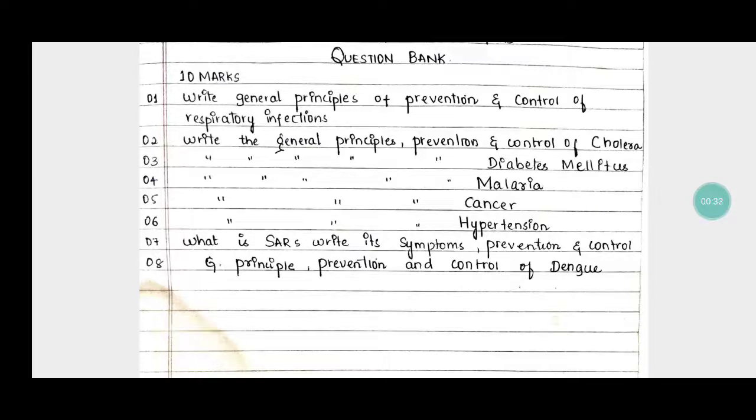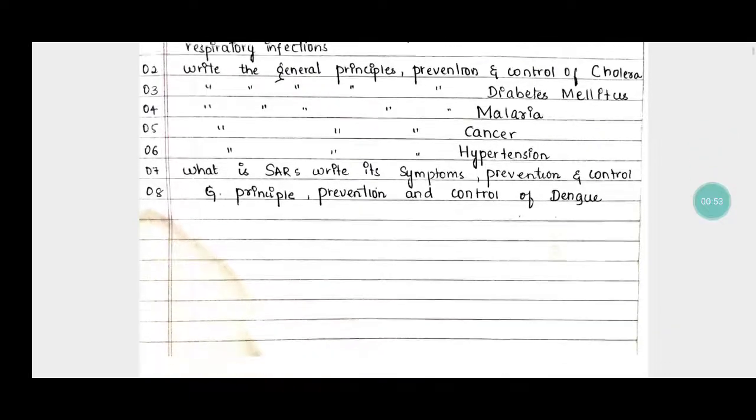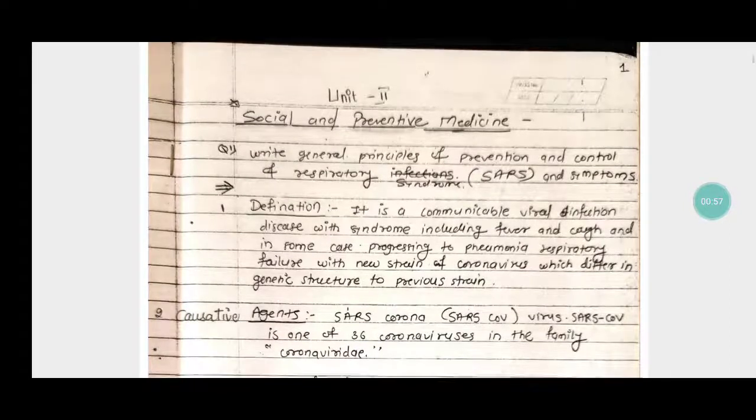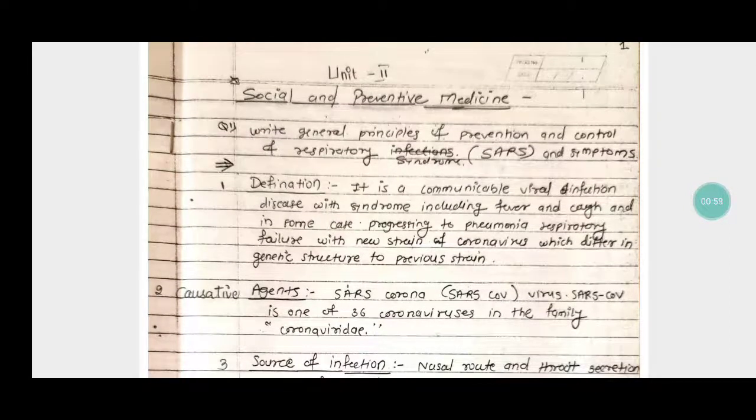Write the general principles and prevention and control of respiratory infections and cholera, diabetes mellitus, malaria, cancer, SARS, as well as dengue. So these are the questions which were asked in the question bank for the second unit, 10 marks. So I'll start with one. The first question: write the general principles and prevention and control of severe acute respiratory syndrome and symptoms.